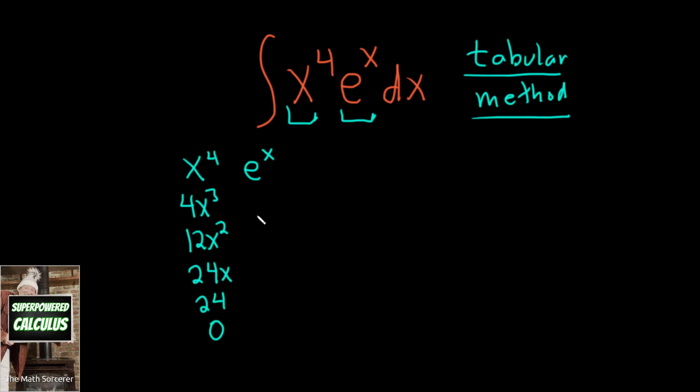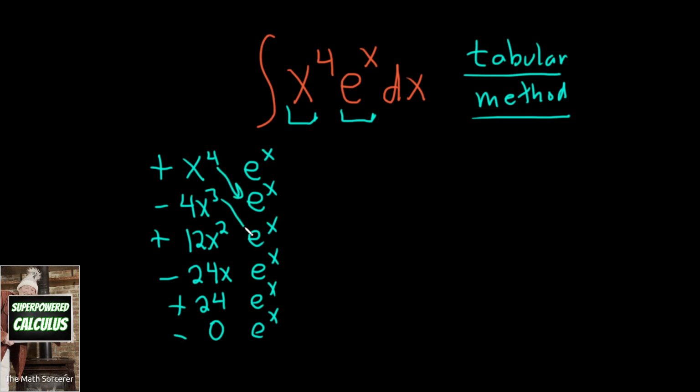e to the x is super easy, so it's just e to the x, because we're integrating e to the x each time. Then you start writing signs. Always start with the plus, so plus, minus, plus, minus, plus, minus. Then you draw arrows. I always think they're like little missiles. And then you just follow the arrows and multiply, paying attention to the signs. So now we can write the answer down.